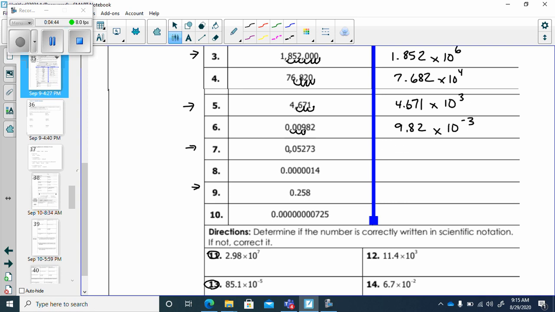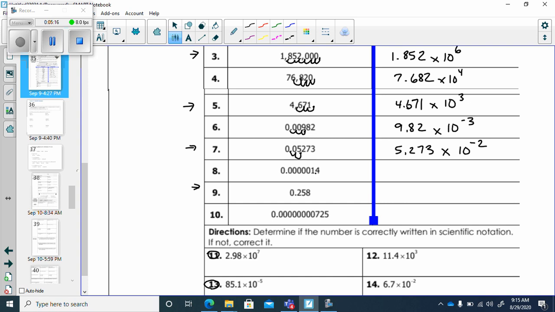Okay, on this one, our decimal is going to be here, so we can have 5.273. See, that 5 is greater than or equal to 1, but less than 10. Let's see how many places we're moving the decimal, not how many zeros we've got, how many places I'm moving the decimal. I moved it 2 places. That's times 10 to the, is it a positive or negative 2? It's a negative 2 because this number is very small. It's less than 1. Okay?